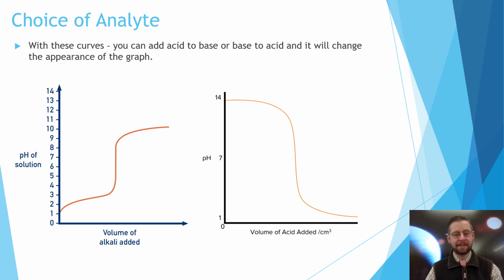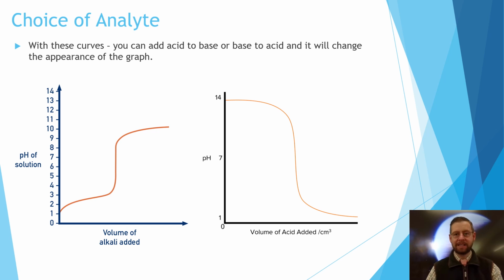The diagram on the left here is something that is starting acid and is becoming more basic. That means that the acid must be the analyte in the conical flask at the bottom, and we must be adding to it a basic substance, in this case like sodium hydroxide. The other graph is starting basic and is becoming more acidic as it goes on. That means that it must be a base that is the analyte and we're adding to it an acid.